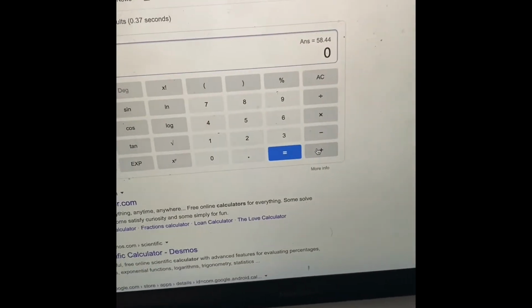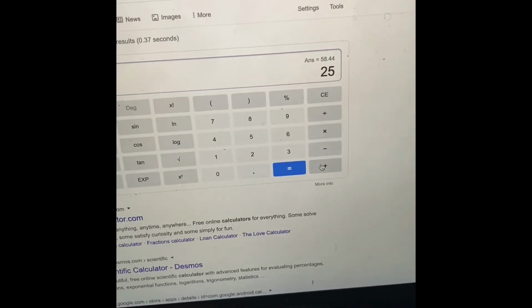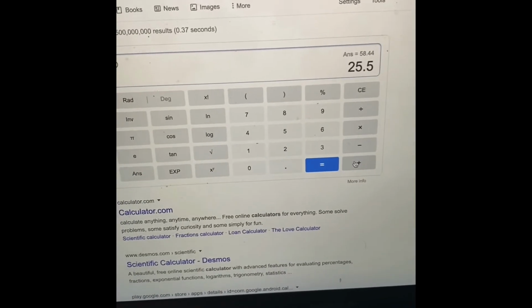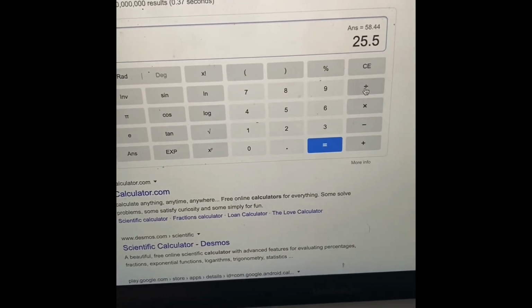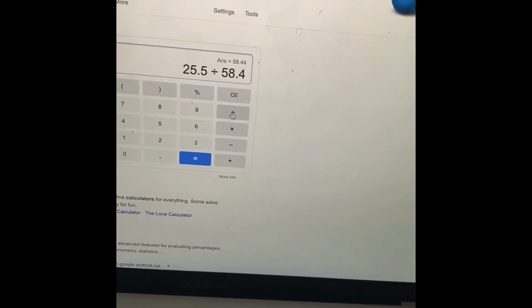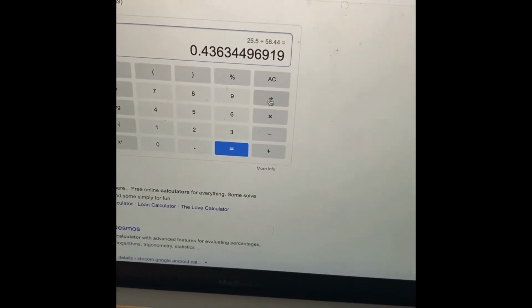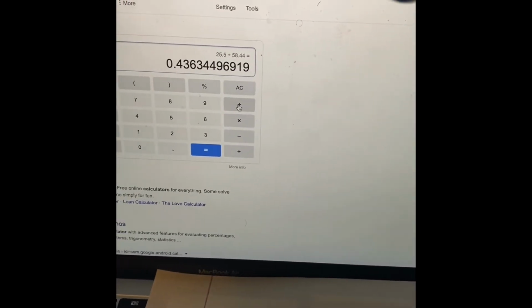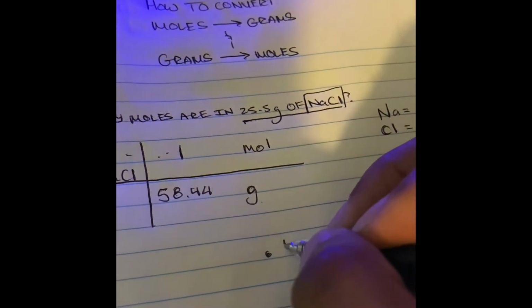So let's come over here and do this. We got 25.5, and we're going to divide it. So 25.5 divided by, what was the number again? The number was 58.4. Yep, 58.44. And we get that number, 0.43. For the sake of having two decimal places, we're going to round it up to 0.44. So our answer is going to be 0.44.